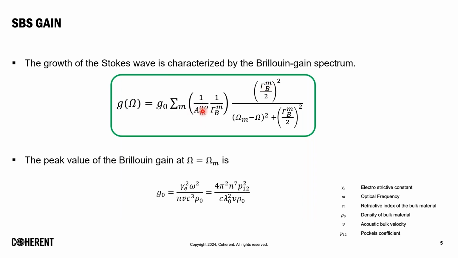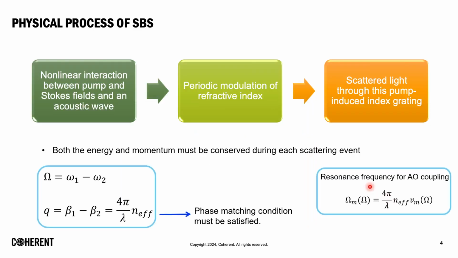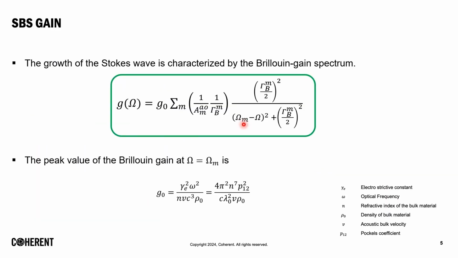This A_OM here is the acousto-optic area. So this acousto-optic area takes into account the overlap integral between the optical mode and the acoustic mode. I will explain this later as I show you the console example. This omega_m is a resonant frequency for each mode. As I mentioned before, this is a resonant frequency for each acousto-optic coupling. This is this term here.